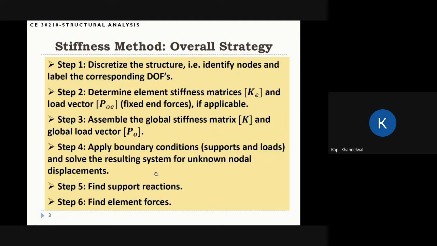And after applying the boundary conditions, we can solve the resulting system. And after solving the system, we go back and we can find the support reactions, and then find the element forces, if needed. So for a class, this will be problem dependent. If the problem is asking you to find the element forces, you can go ahead and find the element forces, and so on and so forth. So these are the basic steps in analysis. And practically, it turns out that no matter what kind of structure it is, these are the steps that are needed. And so we have to do these steps in this logical fashion.